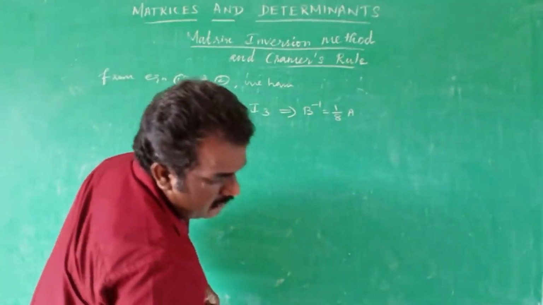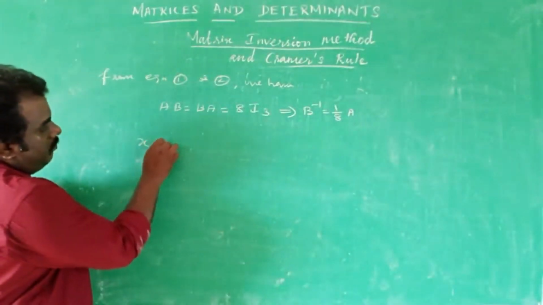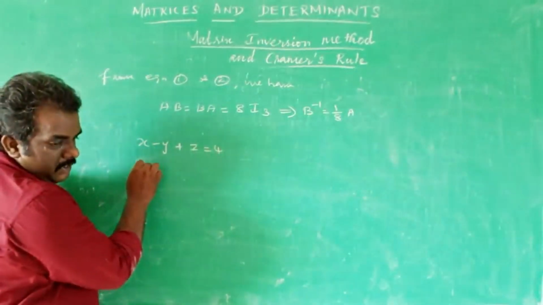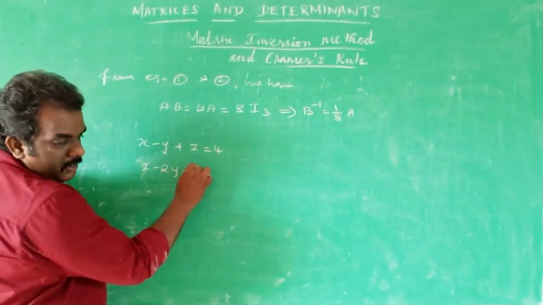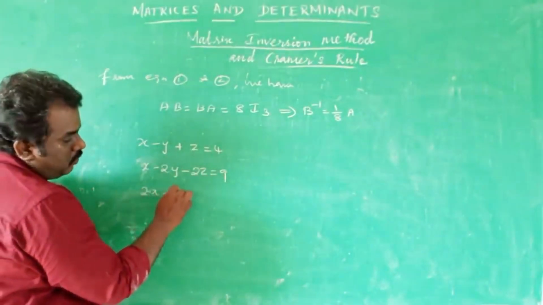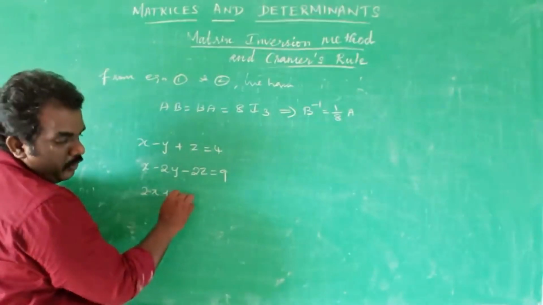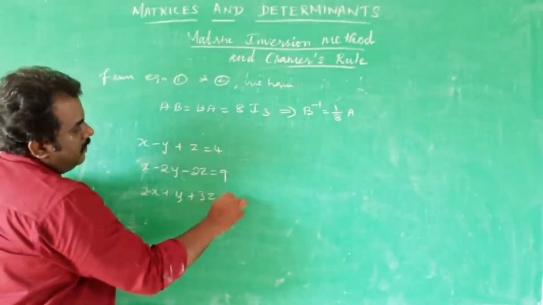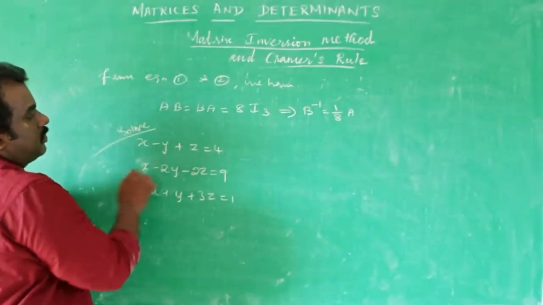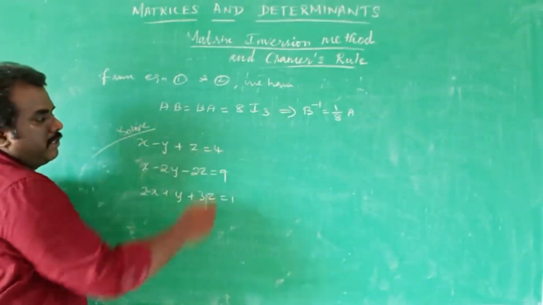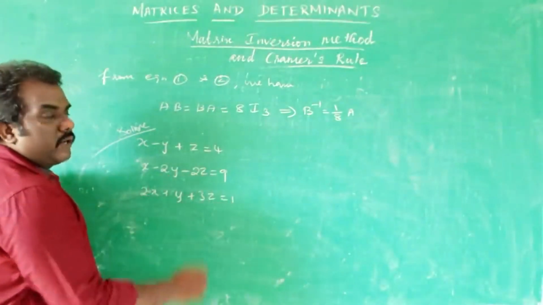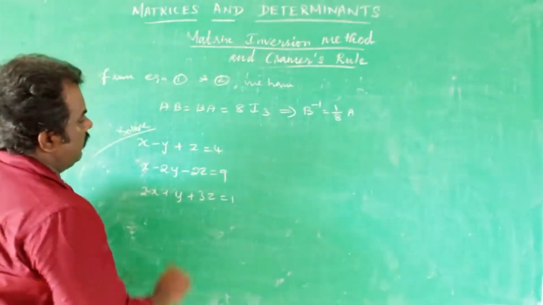So what is the system of equations given? x minus y plus z is equal to 4, and x minus 2y minus 2z is equal to 9, 2x plus y plus 3z is equal to 1. And hence solve the system of equations: x minus y plus z equal to 4, x minus 2y minus 2z is equal to 9, 2x plus y plus 3z is equal to 1.